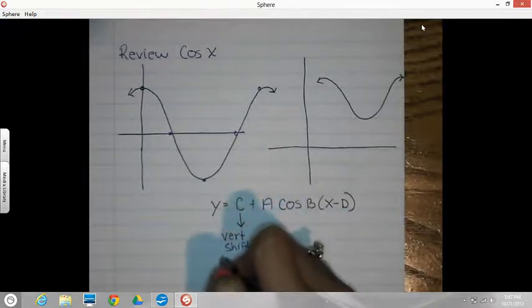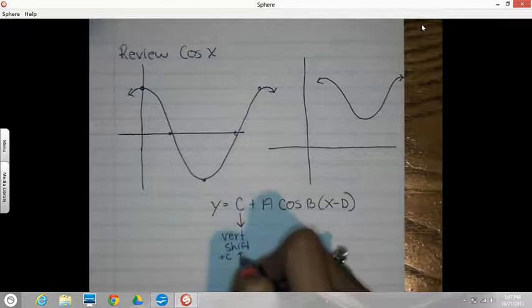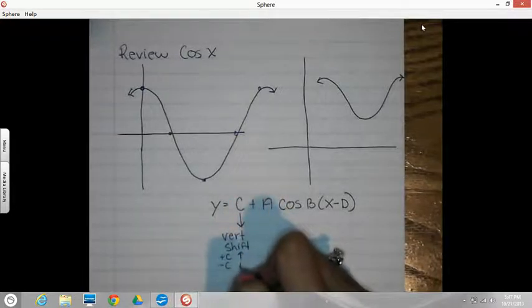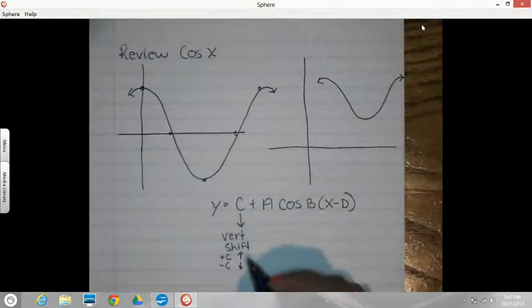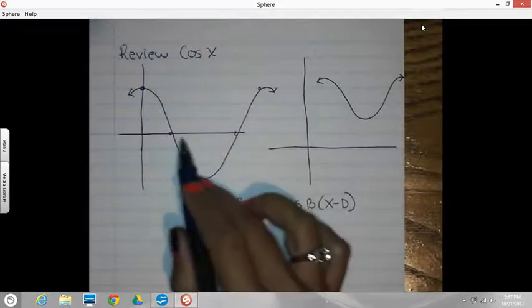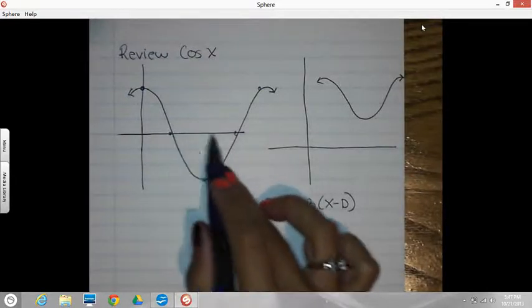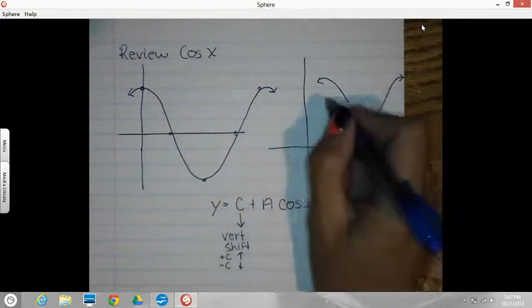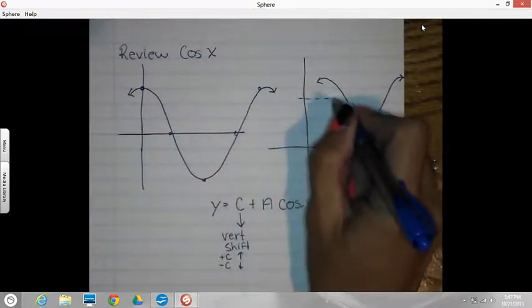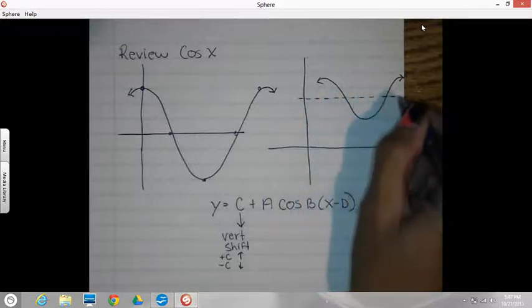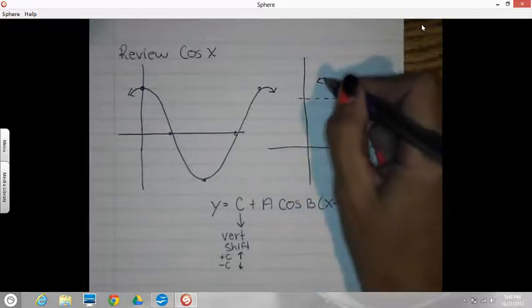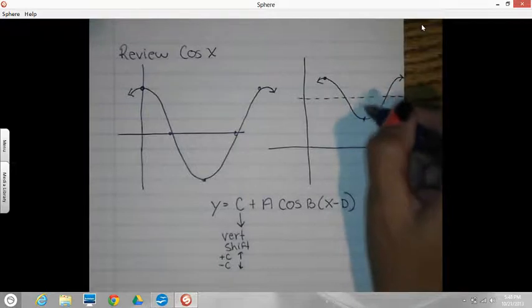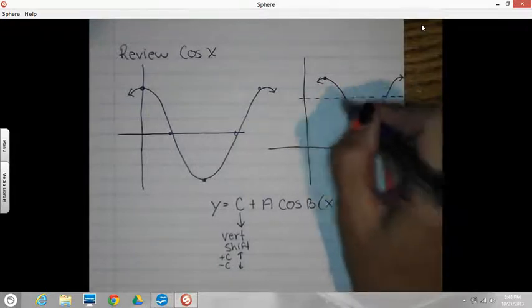So if you had a plus c, you went up. If it was a minus c, you went down. And the c value is where your axis ended up. So here, our axis value was the x-axis, so that had a c value of 0. It wasn't shifted up or down. So on this one, you would want to find the middle. And by middle, I mean halfway between the max and the min. We want right through the middle. That's going to be your c value.